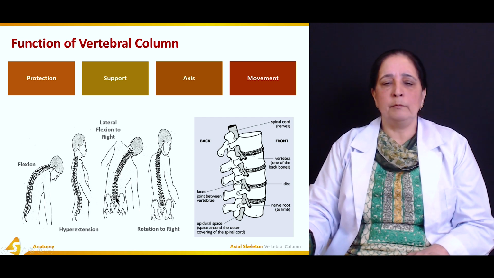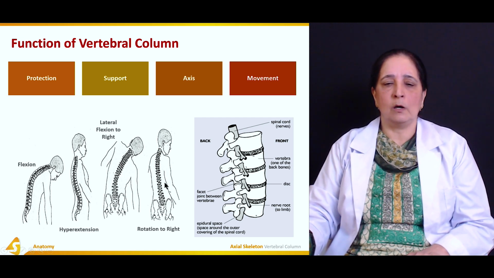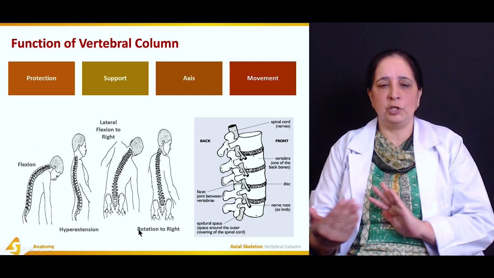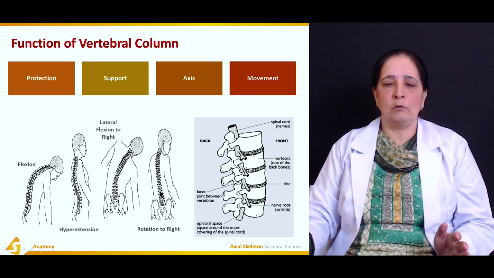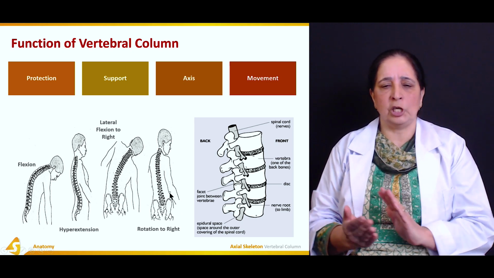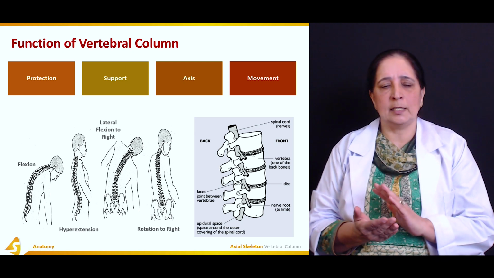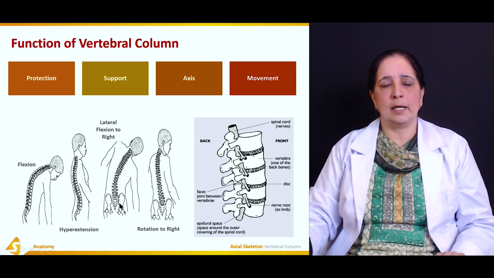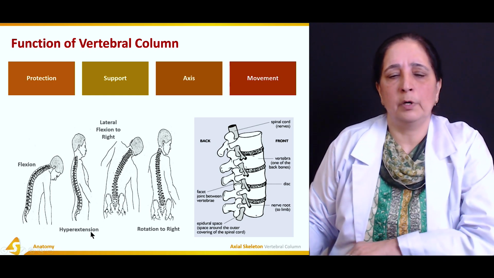And then the other movement that can be done by the vertebral column is rotation. Rotation to the right involves both the lower part of your vertebral column and the hip. Hip joint is also moved in the rotation. So these are the movements that take place by the vertebral column.